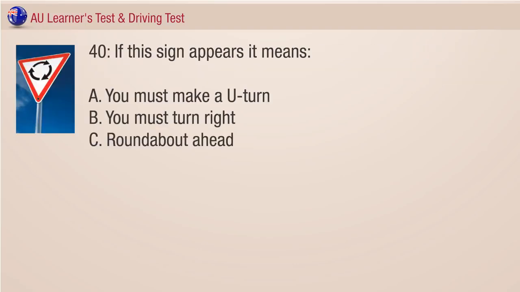Question 40. If the sign appears, it means: A. You must make a U-turn. B. You must turn right. C. Roundabout ahead.